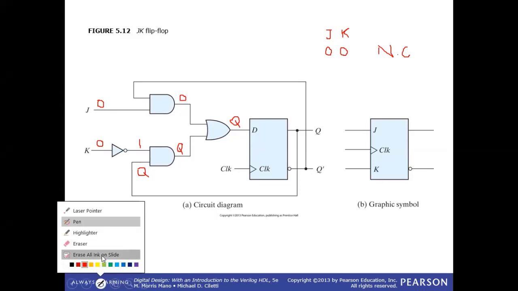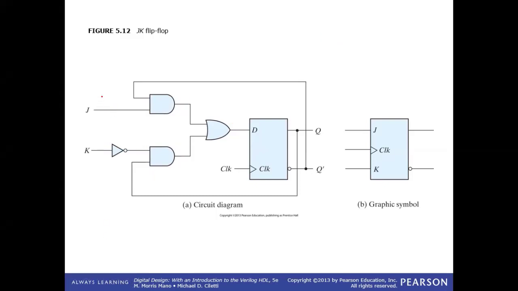I would erase all the ink on the slide and move to the next state, which would be 0 and 1. Okay, if this J is equal to 0, the output of this AND gate is definitely going to be equal to 0. Good. What happens to the output of this AND gate? 0. This OR gate? 0. Change will come. Very good.